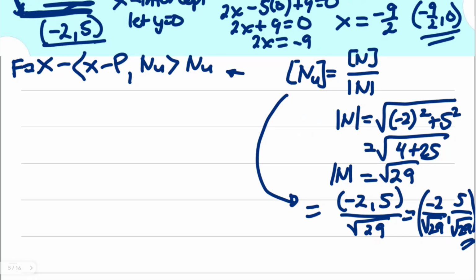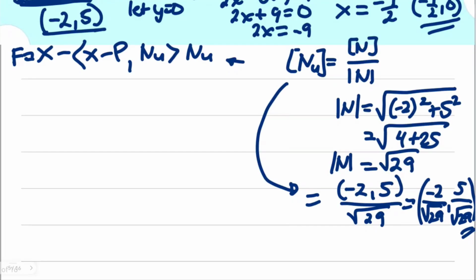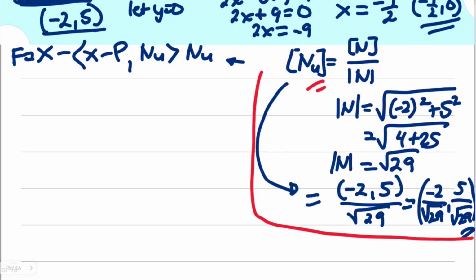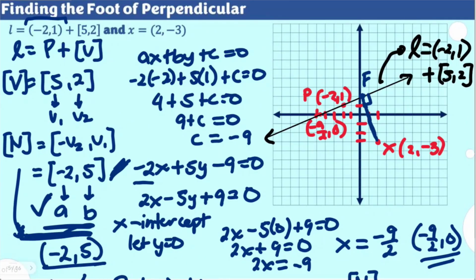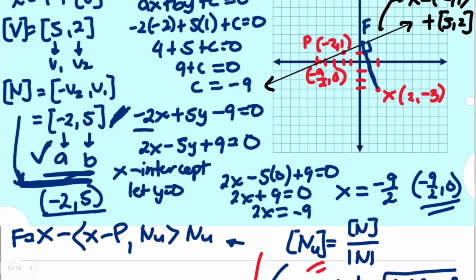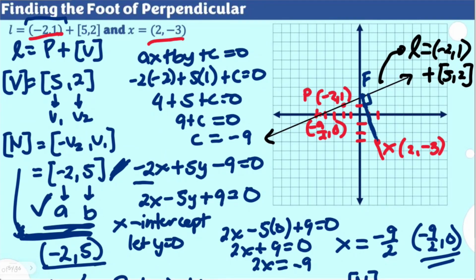I hope that I have much space. If I don't have much space, I will be actually using another page for this. So we now have our unit normal vector. Our P is already given earlier as this one here, and our X is this. So we can now determine our foot of the perpendicularity or the intersection of the line L and its normal line, which would pass through X. Okay, so let's do it like this.